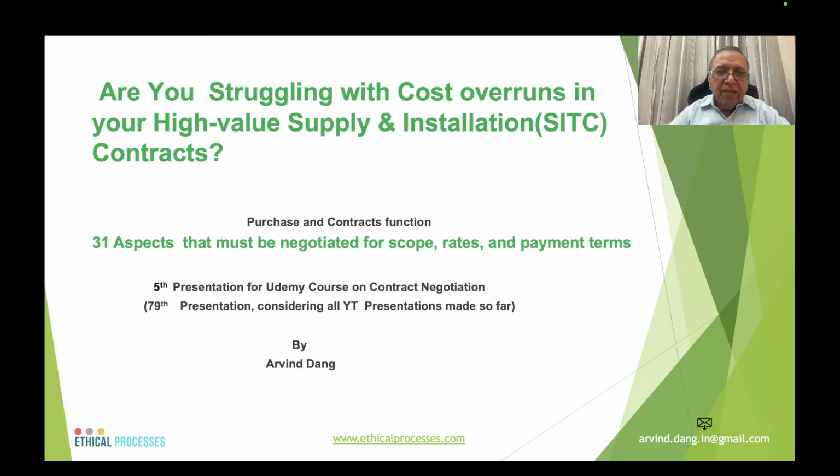This is my fifth presentation for the team of purchase and contract function, and it includes 31 aspects that must be negotiated for scope, rate and payment terms. Overall, there are 90 aspects, but this one includes 31 aspects. This is my overall 79th presentation, considering all the YouTube presentations that I have made so far.